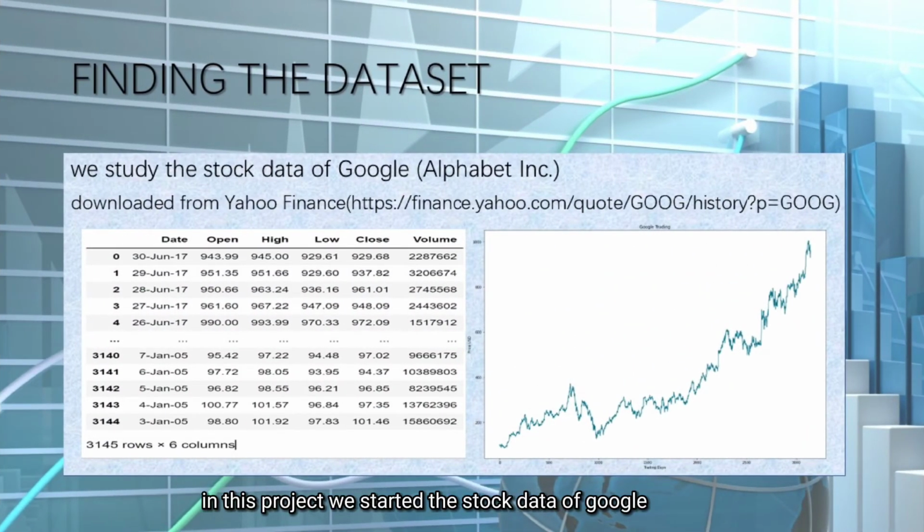In this project, we study the stock data of Google. The historic finance data of Google can be downloaded from Yahoo Finance. This dataset consists of variables such as open, high, low, close, and more than 3,000 observations of stock. Data is kept daily and presented in USD currency.